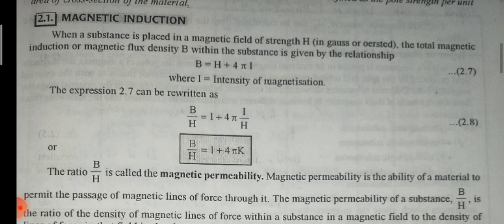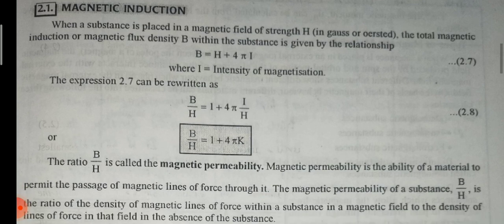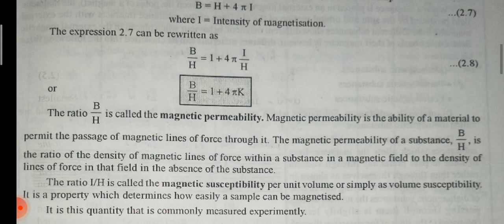Magnetic induction. When a substance is placed in a magnetic field of strength H in gauss or oersted, the total magnetic induction or magnetic flux density B within the substance is given by the relationship B = H + 4πI. B/H = 1 + 4πI/H. B/H = 1 + 4πκ. B/H is the magnetic permeability.